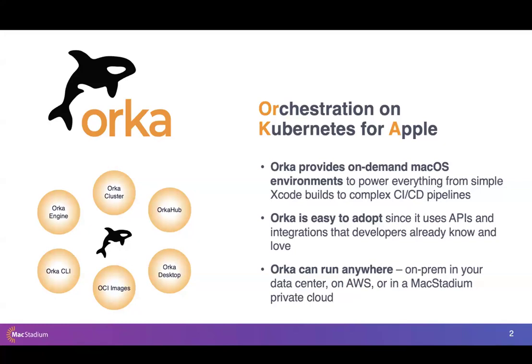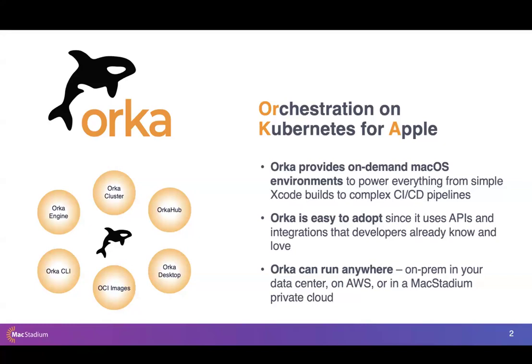So Orca is a software platform. It runs anywhere. So Orca doesn't care if your bare metal Mac nodes are hosted at MacStadium, if they're in AWS, if they're in your on-prem data center. All that Orca needs is Mac hardware and somewhere to run Kubernetes.